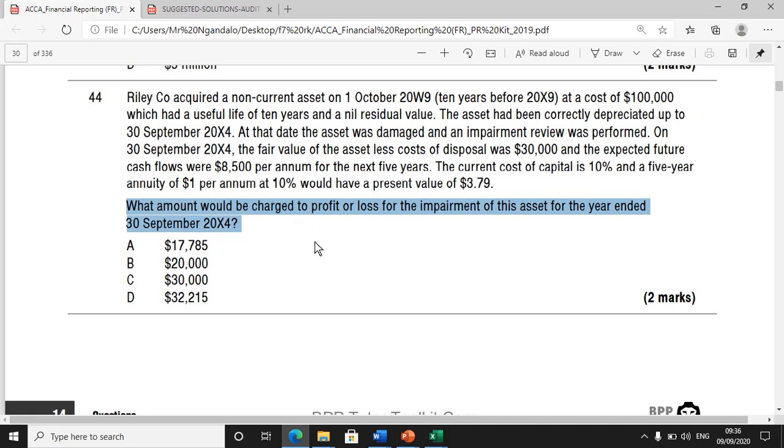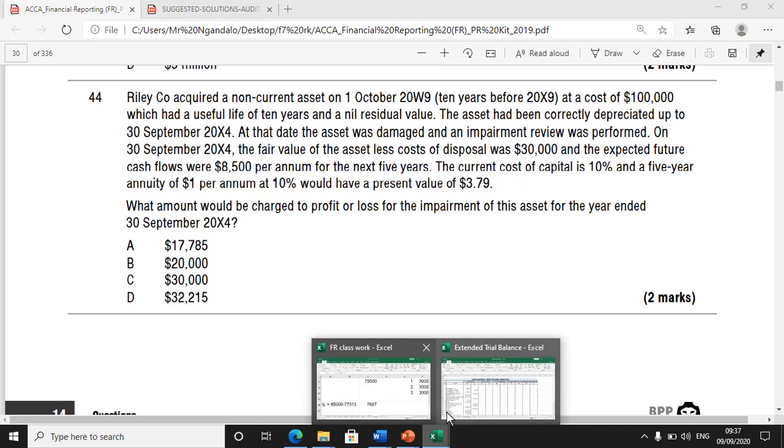A company acquired non-current assets 10 years ago at a cost of 100, which had a useful life of 10 years and nil residual value. The asset had been correctly depreciated up to 30th September 20X4. At the date the asset was damaged, an impairment review was performed. On 30th September X4, the fair value of the asset stood at 30,000. The expected future cash flows of the asset are 8.5 per annum for the next 5 years, and we have been given the cumulative discount factor there, which will make our lives a bit easy. Okay, so let us begin.